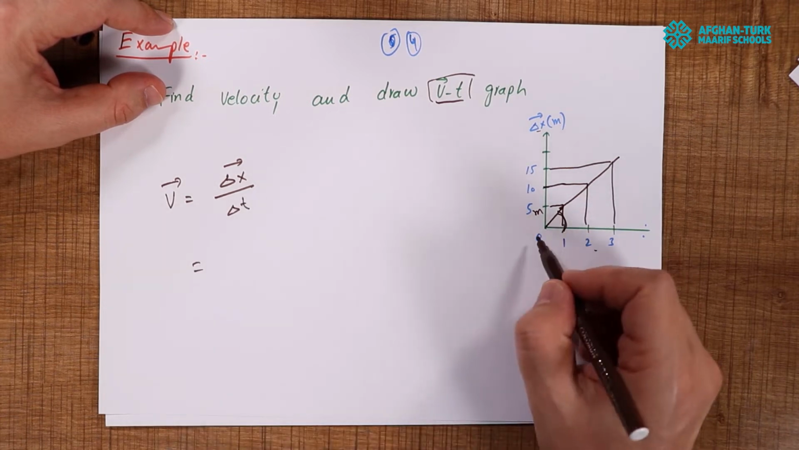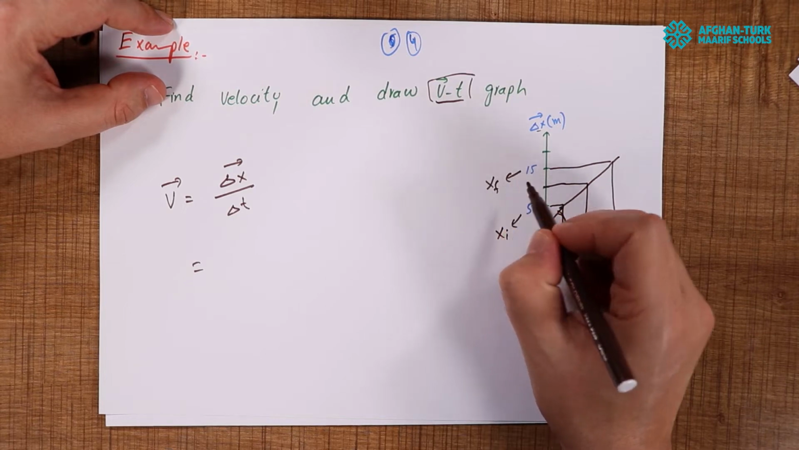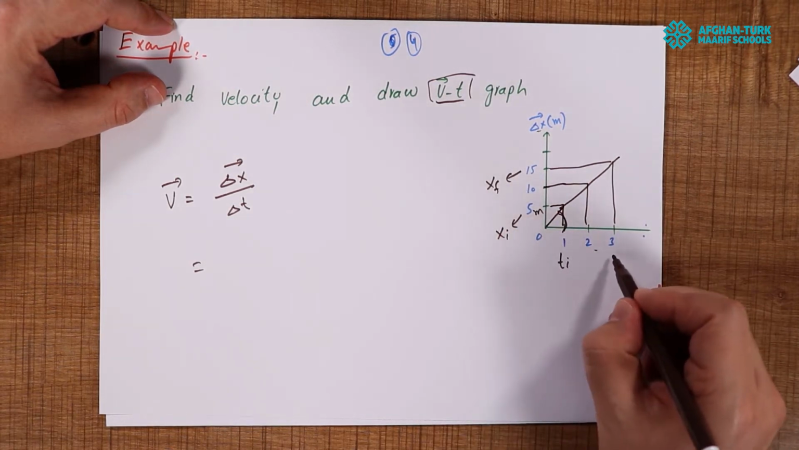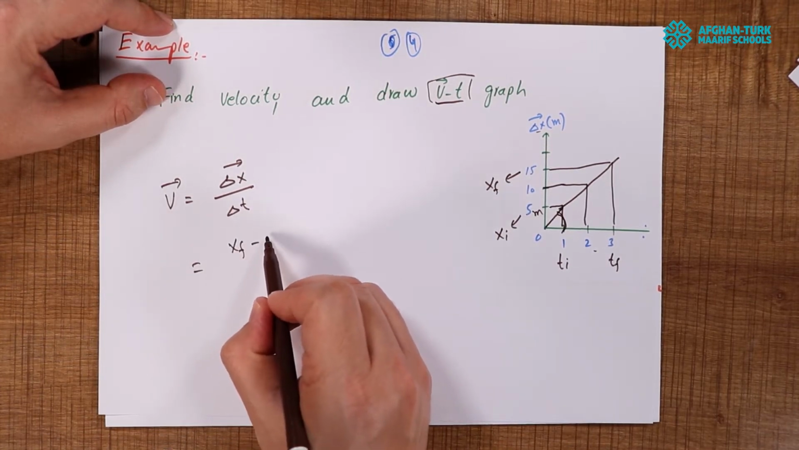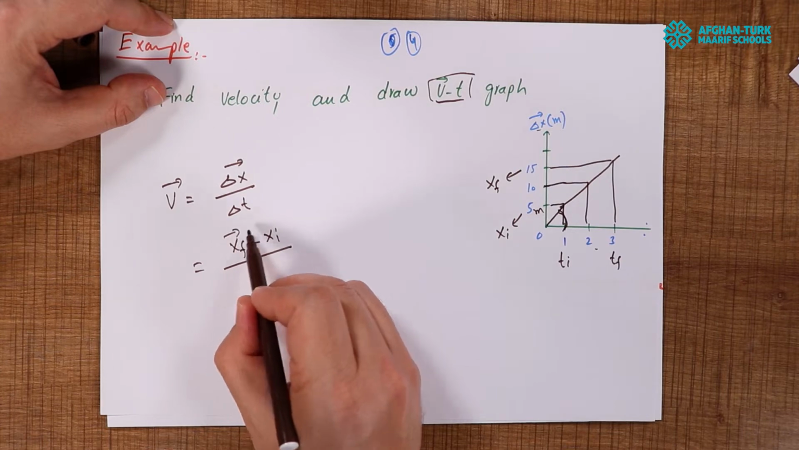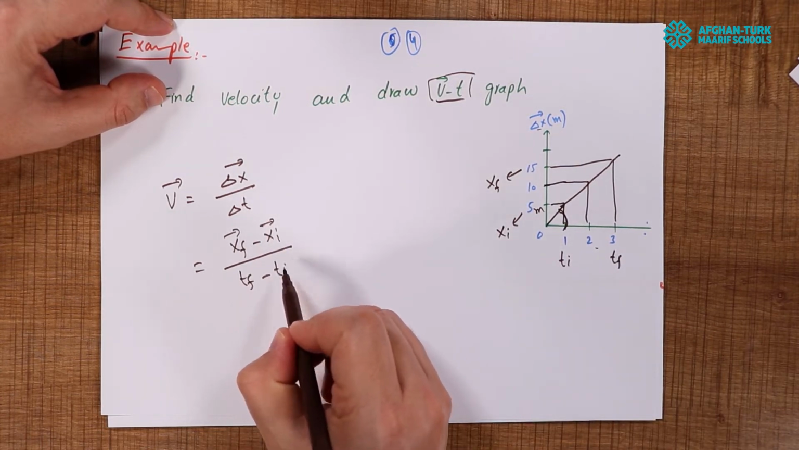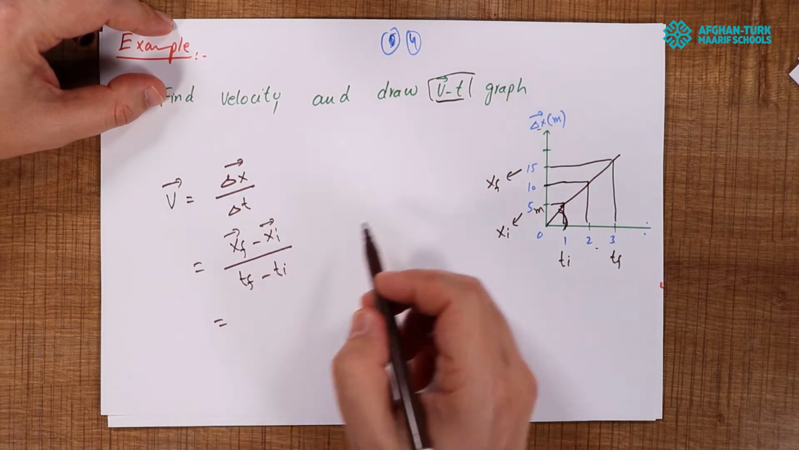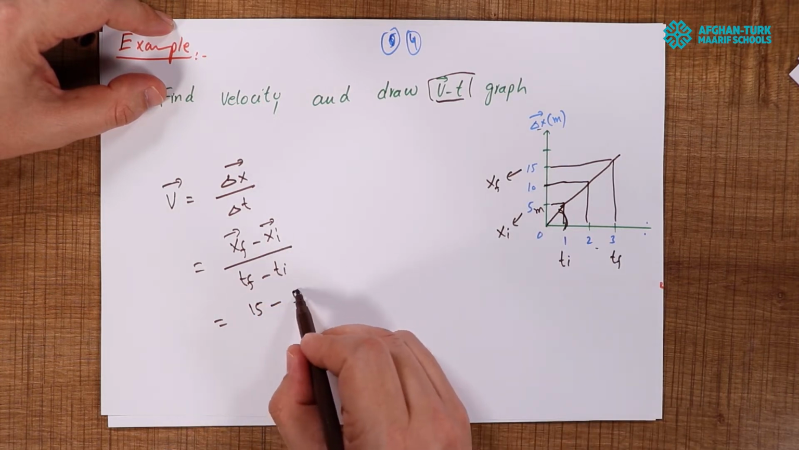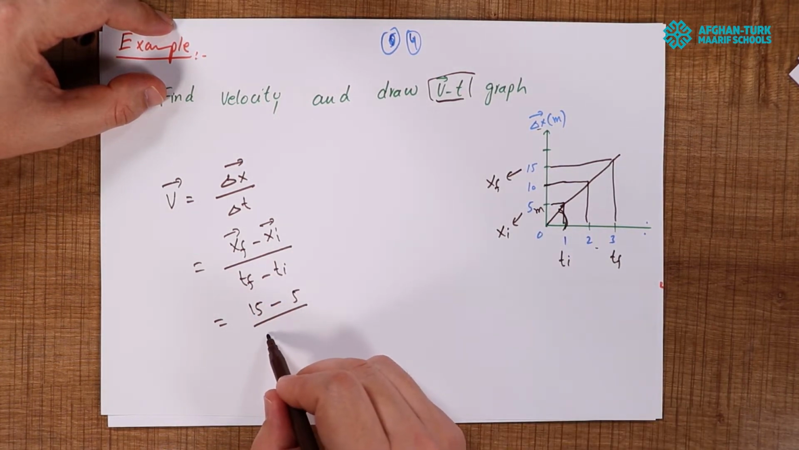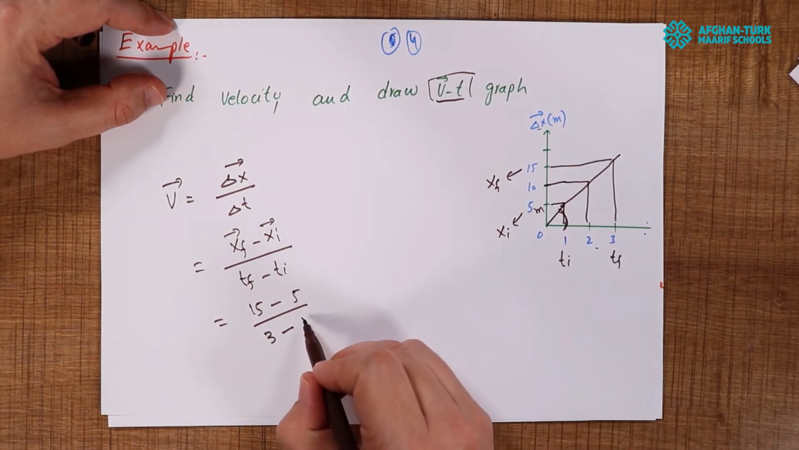Now putting in the values: this is the x of i, this is the x of f, and this is the t of i, this is the t of f. So delta x is equal to xf minus xi, and delta t is equal to tf minus ti. Now putting the values here, xf is 15 minus xi is 5. Now the time tf is 3 minus ti is 1.